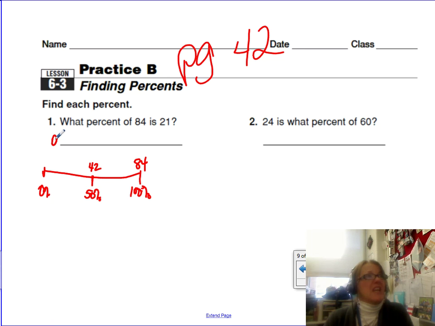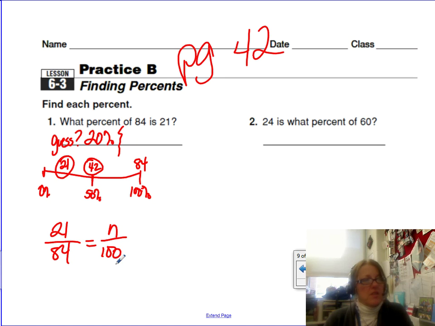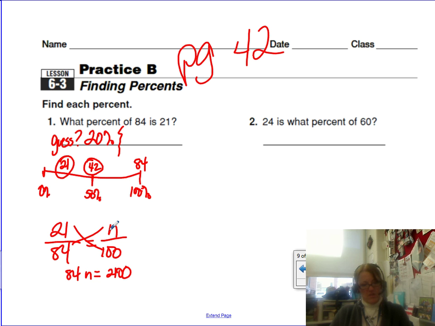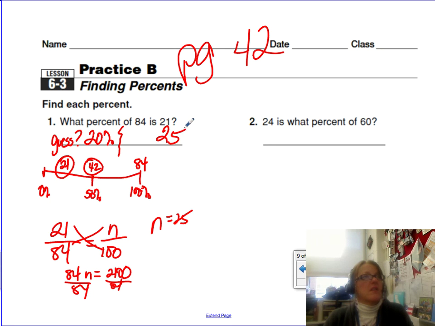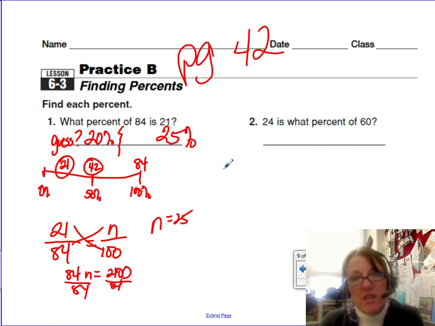I want you to give me a guess first. This is your estimate. Somewhere down here. I want to say like 20%. But now really do it and say, well, 21 out of 84 is equal to what percent out of 100? Cross multiply and solve. 84 times N is 2100. So then you'll take 2100 and divide by 84. And I get exactly N is 25. So the percent is 25%. Our estimate wasn't exactly right, but it certainly was close.